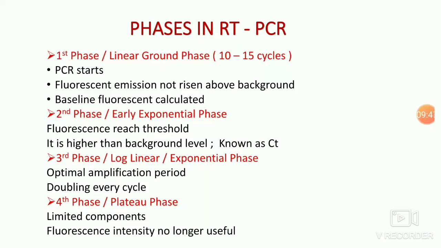The second phase is the early exponential phase. Here, the amount of fluorescence has reached a threshold where it is higher than background level. It is known as CT, that is, cycle threshold.